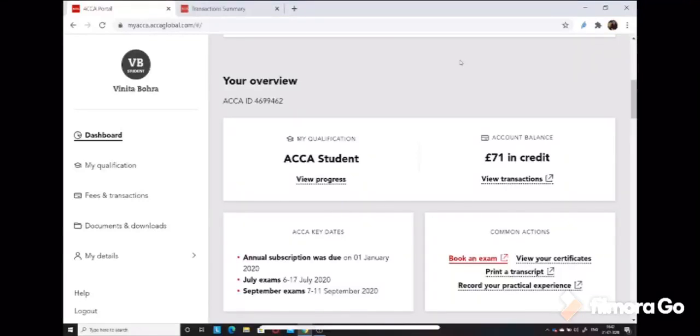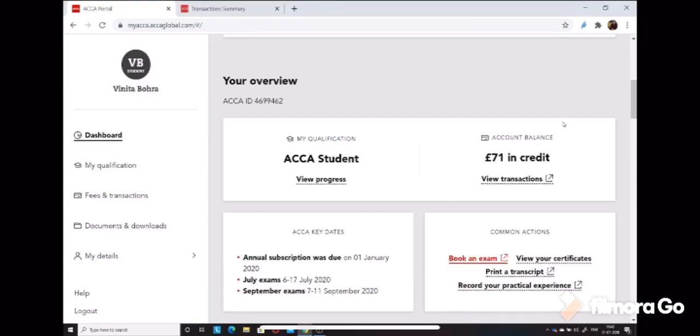So guys, first of all, some students haven't received the full amount which you paid to ACCA before 27th of July. The reason for that is maybe you had something in your debit balance, like something related to your exemption fee or your annual subscription. So you had something in your debit balance due to which you have received less than what you were supposed to receive.